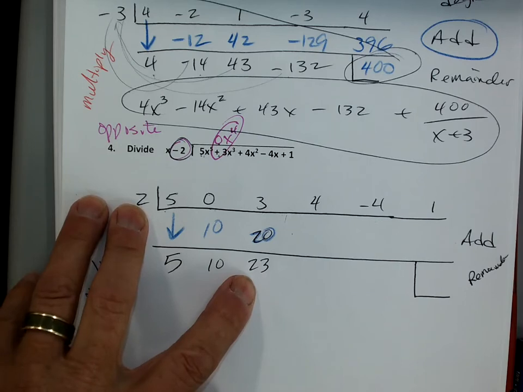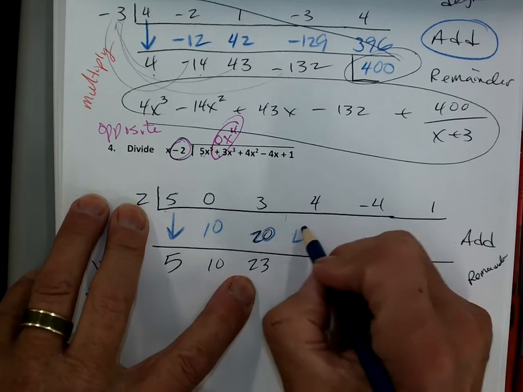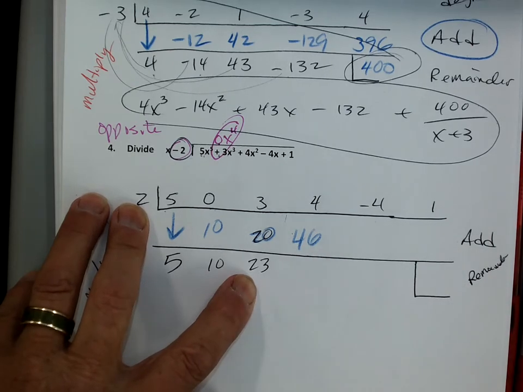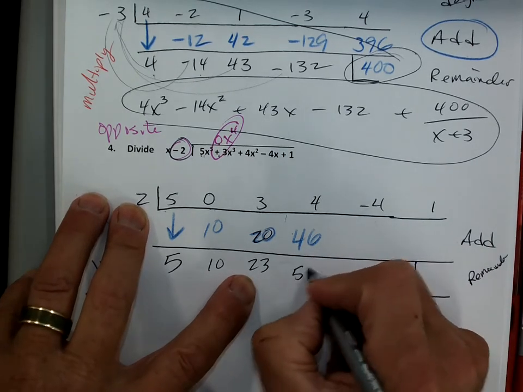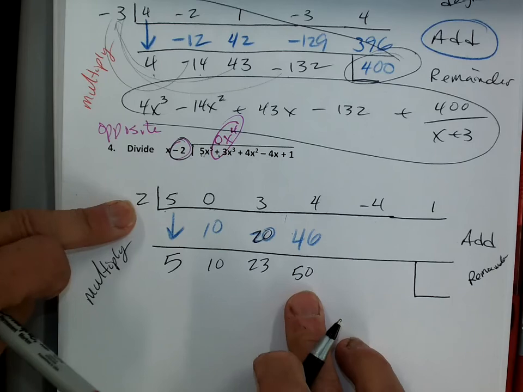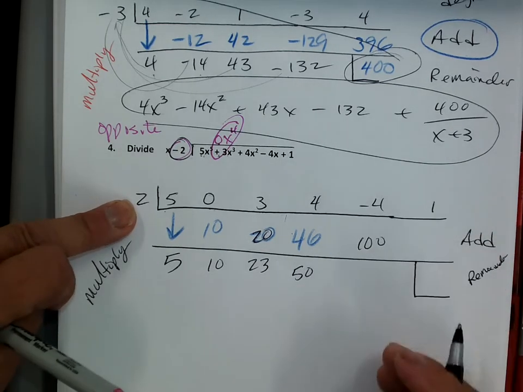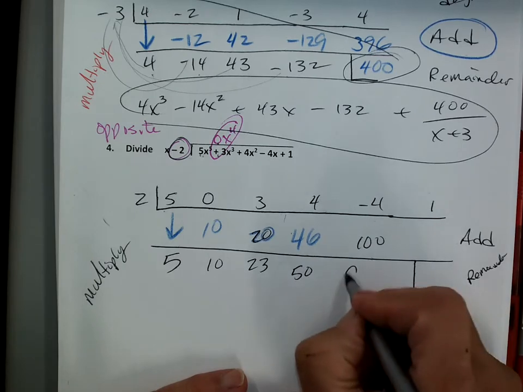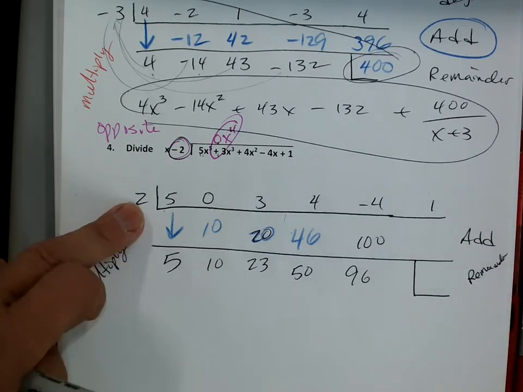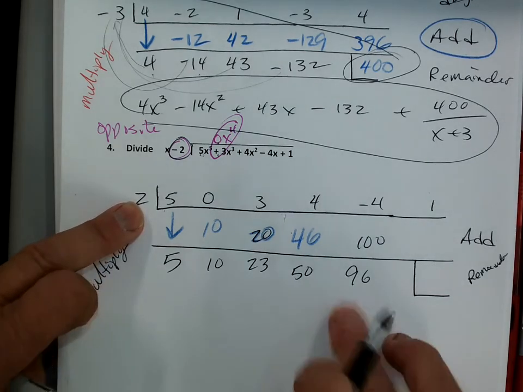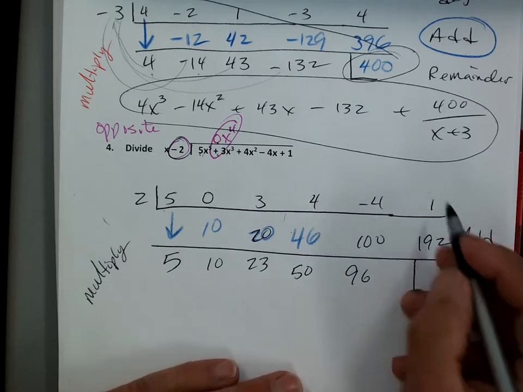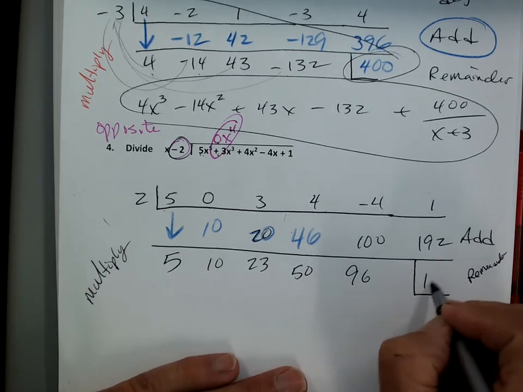23 times 2 is 46. Add. 46 plus 4 is 50. Multiply. 2 times 50 is 100. Add. A negative 4 and 100 makes it 96. Multiply. You get 96 times 2 is 192. And then add 1 plus 192 is 193.